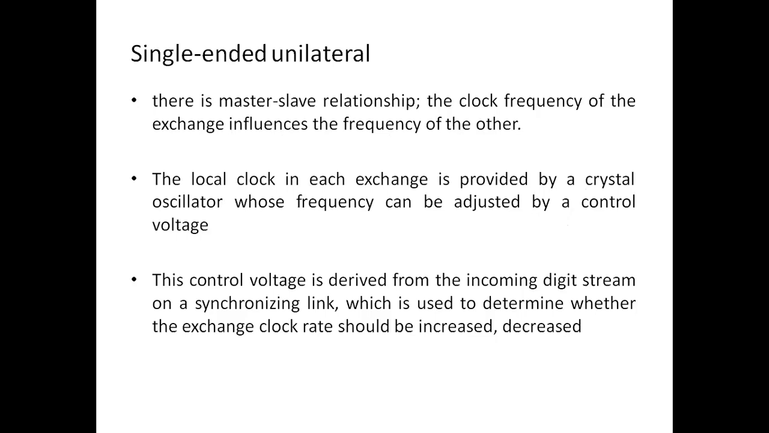This control voltage is derived from the phase difference between the master clock and the local exchange clock, or in this case the slave clock. It in turn controls the clock frequency of the local exchange, which is useful in the synchronized operation of the network. This voltage is derived from the incoming digital stream on a synchronized link. That's what I told you.